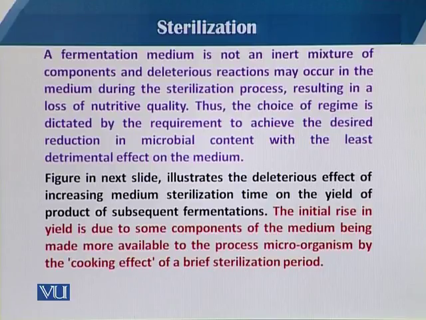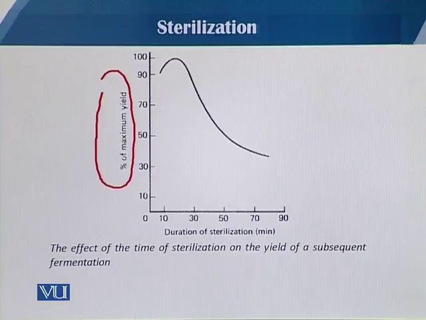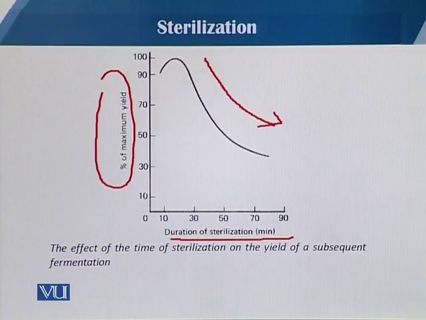In that slide, you can see the percentage of maximum yield of our fermentation product, and this is the time of sterilization. When we increase the time of sterilization at constant heat, there is a decrease in the percentage yield of the product.